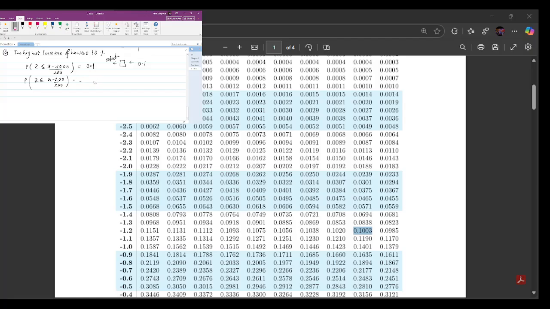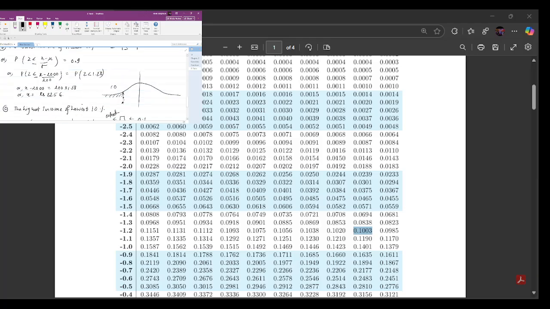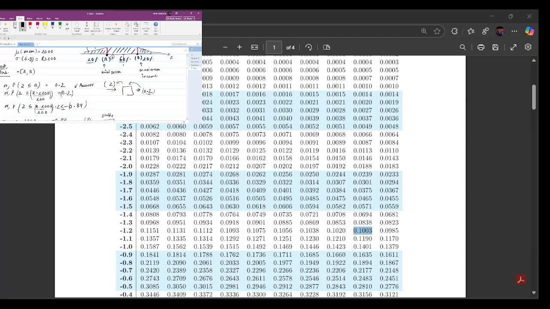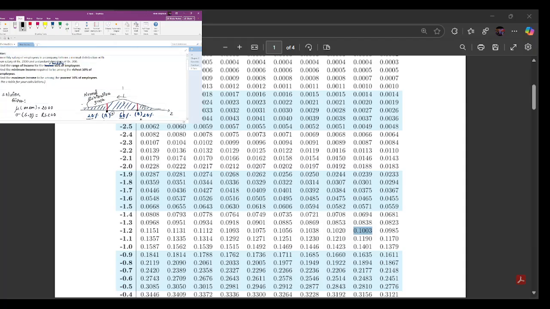I'll write this in a good form. So this will be equal to P(Z is less than or equal to minus 1.28). So we'll get x minus 2000 equals minus 1.28 into 200. So we'll get the value of x to be 1744. So this is the highest income of the lowest 10% of the employees, and this way we can calculate the values of different things using the Z table.